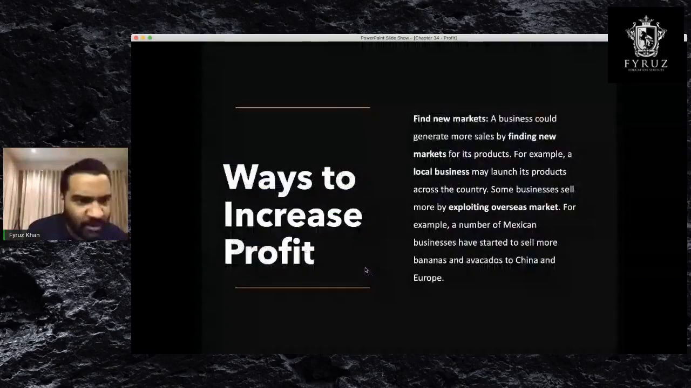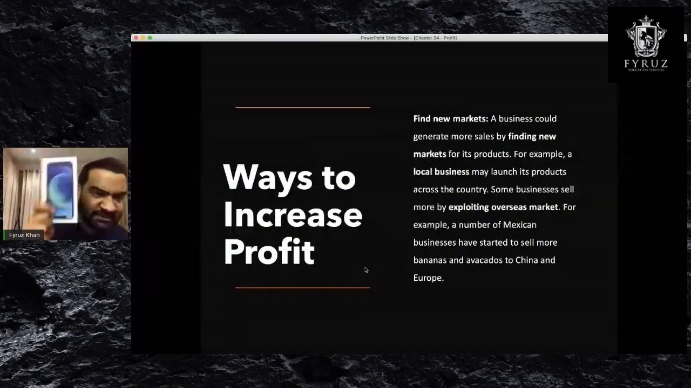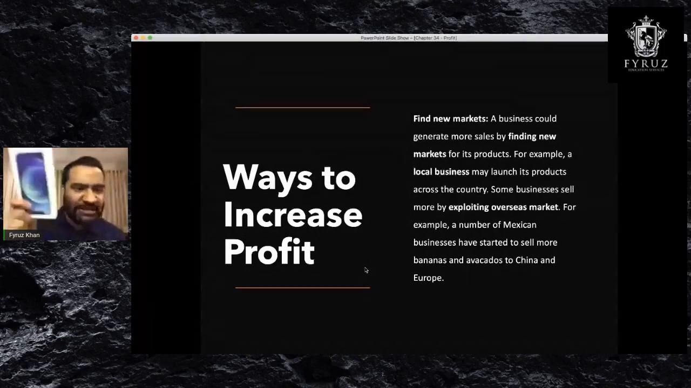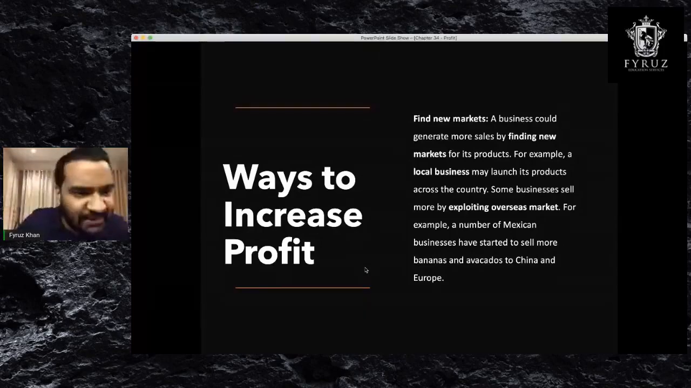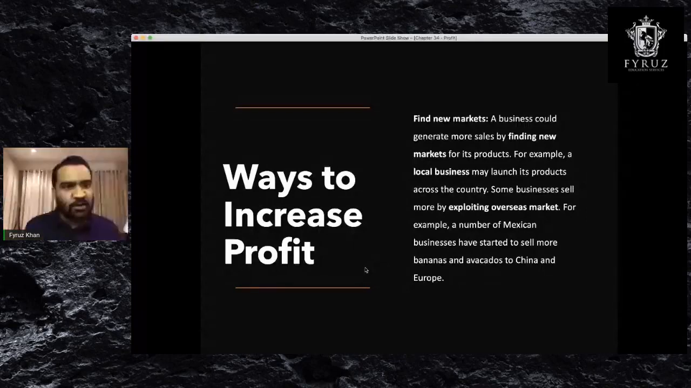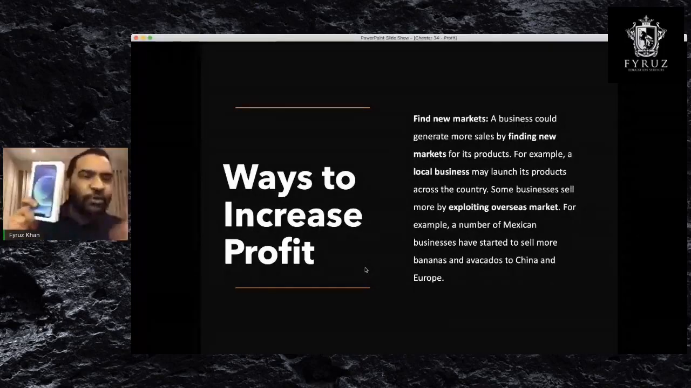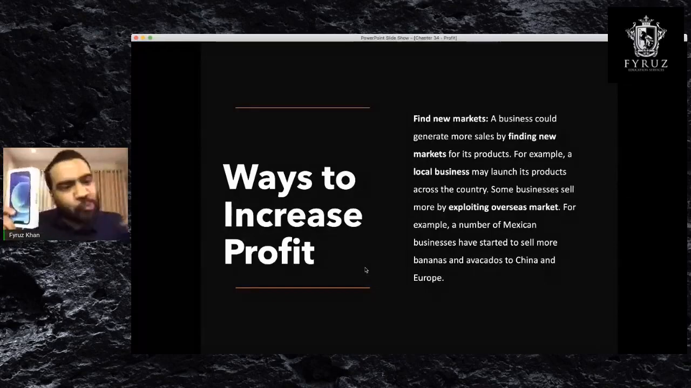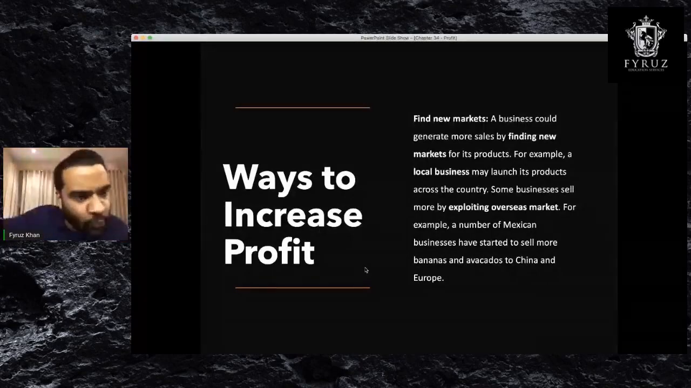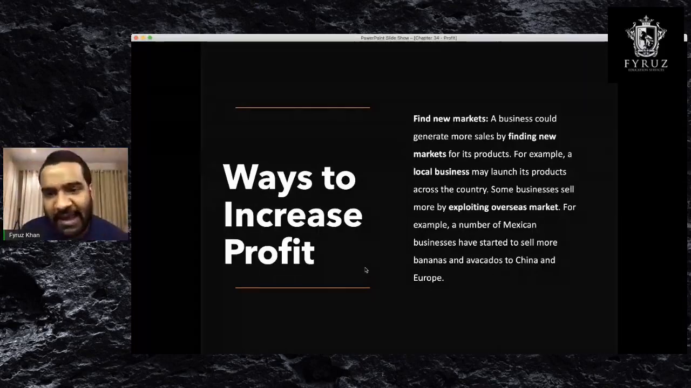Also find new markets. For example, let's say you're selling this phone in America. Why not sell this phone in the UK, in Australia, in New Zealand, in Bangladesh, in India? So the possibility is endless, because you sell the same product. Marketing tactics can be different. The prices can be a bit different, but the way to generate more profitability is to find new markets, explore new opportunities, and exploit overseas markets.